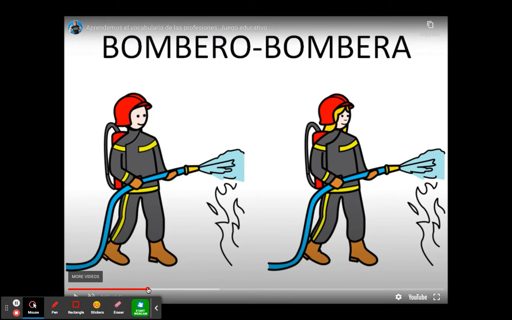The next profesión es bombero y bombera. Firefighters. Escribe la palabra y dibuja. Write and draw.